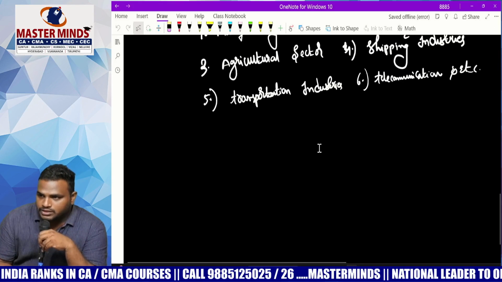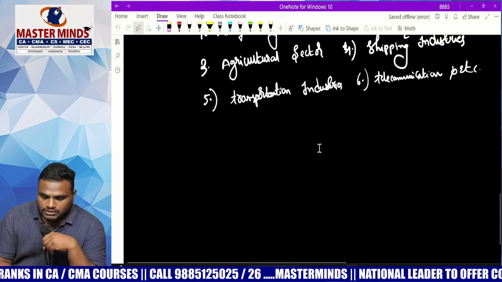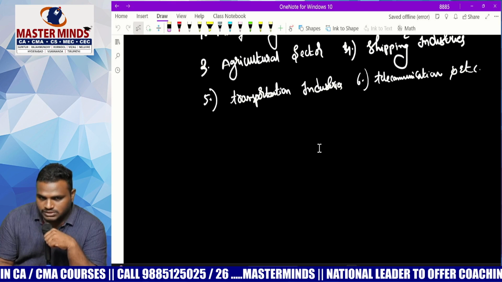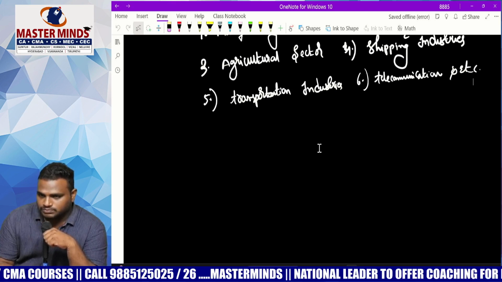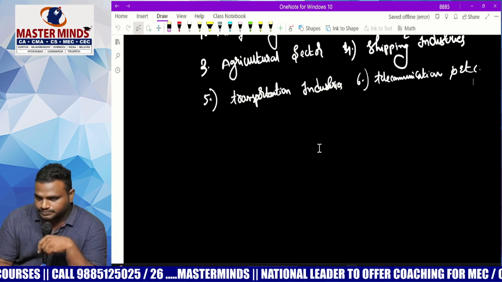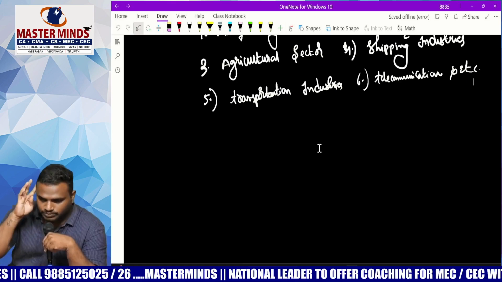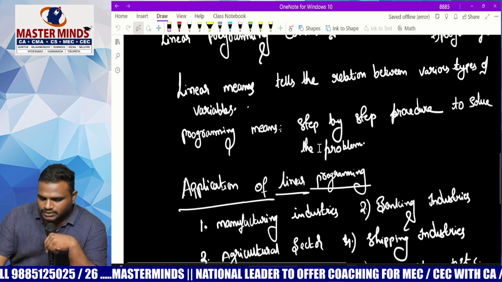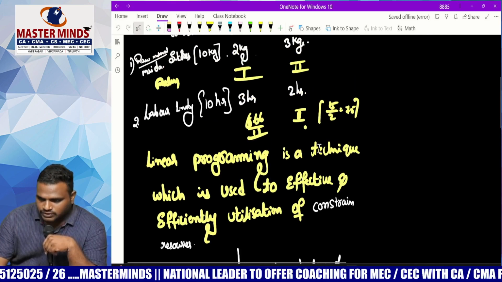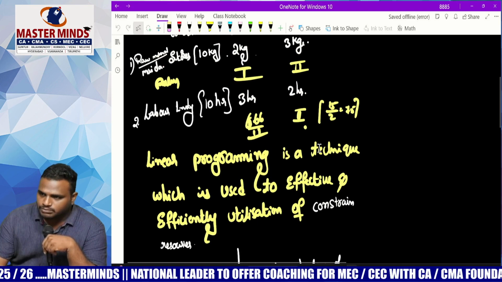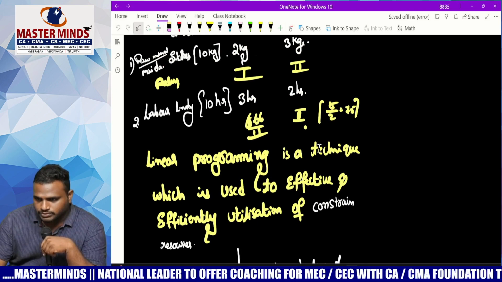Now we are in linear programming. There are only two chapters pending: one is linear programming, another is business forecasting models. These two are important, but business forecasting model is more important than linear programming.